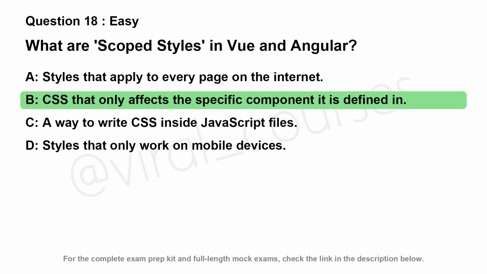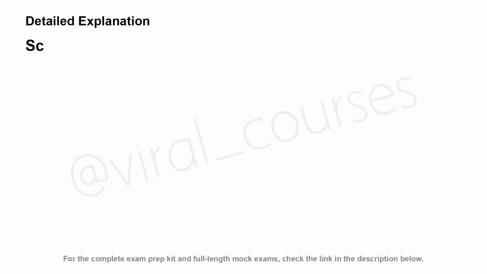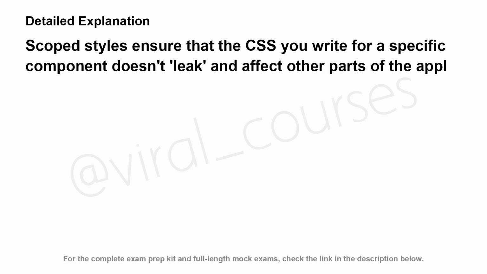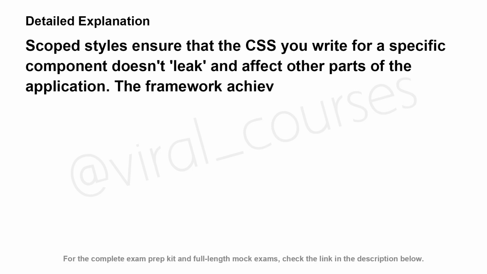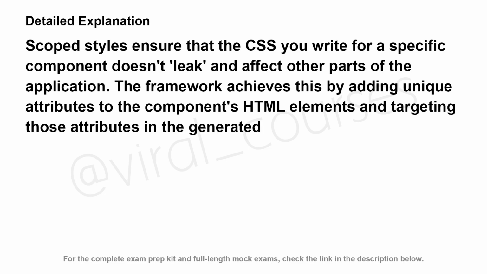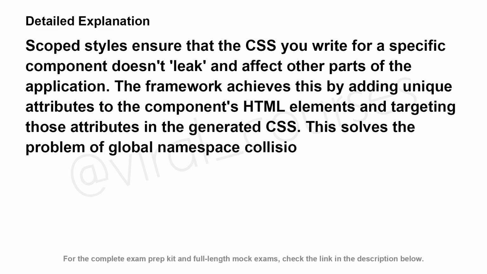The correct answer is B. Scoped styles ensure that the CSS you write for a specific component doesn't leak and affect other parts of the application. The framework achieves this by adding unique attributes to the component's HTML elements and targeting those attributes in the generated CSS. This solves the problem of global namespace collisions in traditional CSS.